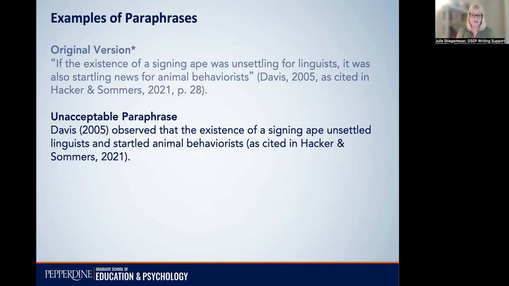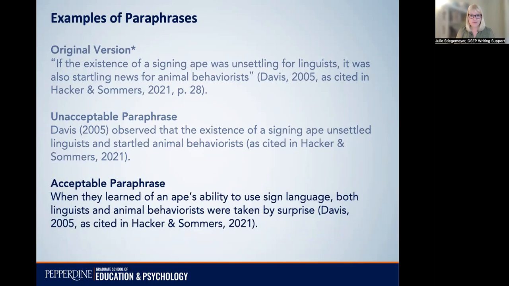In this paraphrase, you can see there is the exact wording as in the original. The existence of a signing ape is exactly original. And the same verbs, unsettled and startled, are used in the original version as in the paraphrase.